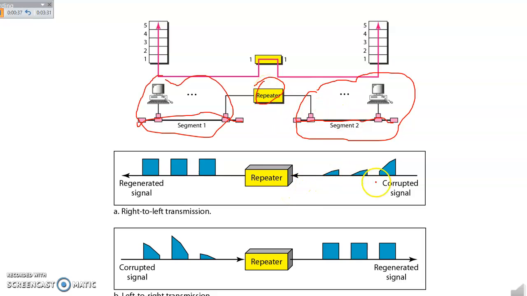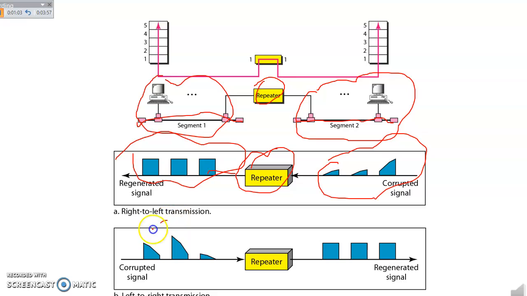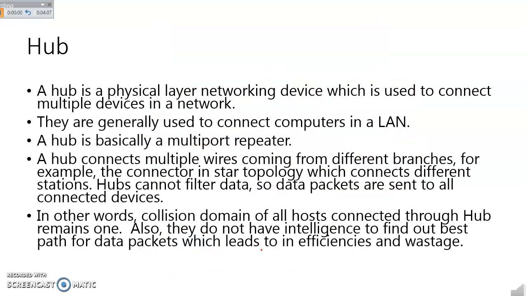Here, in right to left transmission, there is corrupted data or a weak signal. With the help of the repeater, it regenerates the original signal bit by bit. Again, in left to right transmission, the corrupted signal gets regenerated. The regenerated original signal comes out with the help of the repeater.